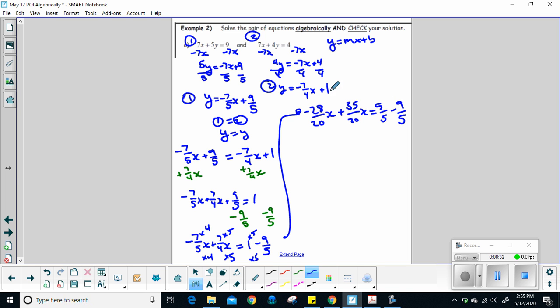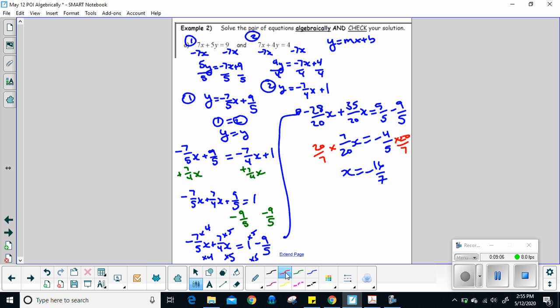Okay, good. So let's see, 35 minus 28 gives me 7 over 20 x equals 5 minus 9 gives me a negative 4 over 5. Almost done here. So let's see, instead of dividing by 20, we're going to times both sides by 20. Instead of timesing by 7, let's divide both sides by 7. And what do we get? That's all gone. So I now have x equals negative 16 over 7.